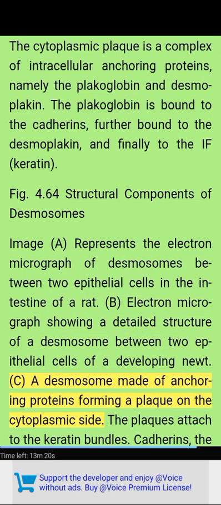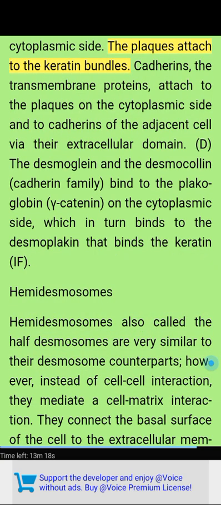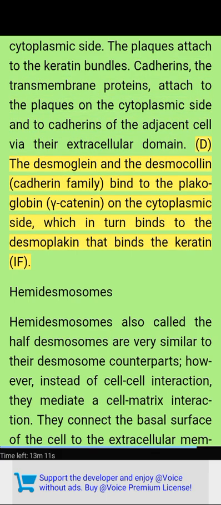C. A desmosome made of anchoring proteins forming a plaque on the cytoplasmic side. The plaques attach to the keratin bundles. Cadherins, the transmembrane proteins, attach to the plaques on the cytoplasmic side and to cadherins of the adjacent cell via their extracellular domain. D. Desmocollin and desmoglein of the cadherin family bind to the plakoglobin (gamma-catenin) on the cytoplasmic side, which in turn binds to the desmoplakin that binds the keratin IF.